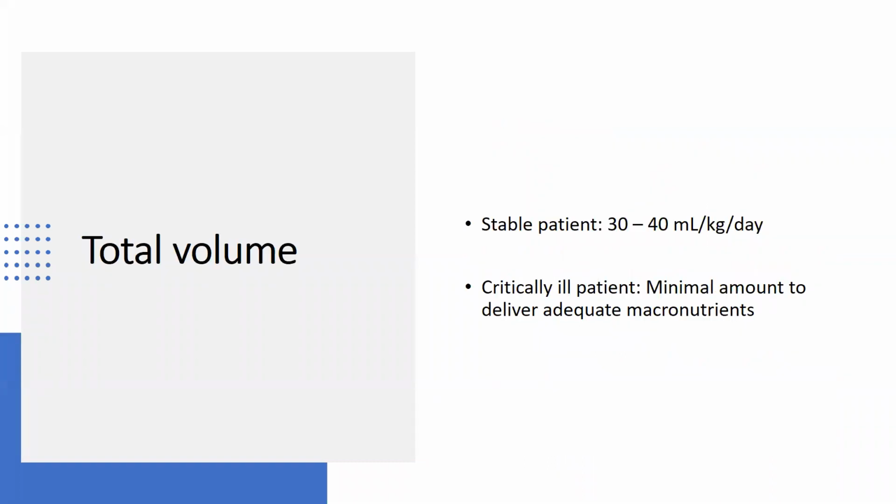The total volume in a stable patient, total volume per day, you can use an estimate of 30 to 40 mils per kilo per day. But in the critically ill patient, there's a lot of exogenous volume. Really, you want to use minimal amounts to deliver the adequate amount of macronutrients.